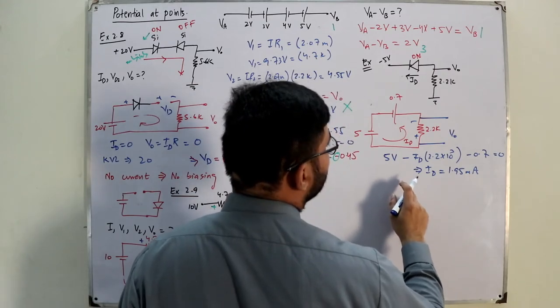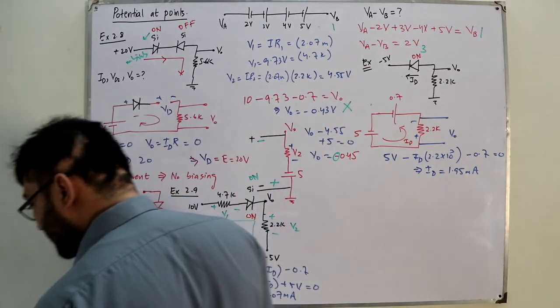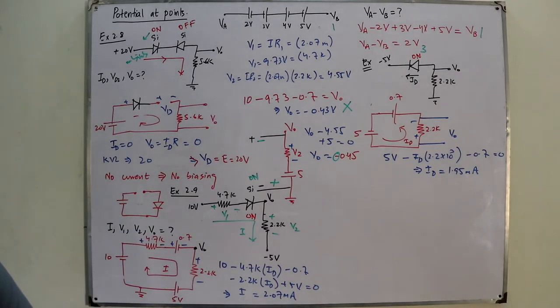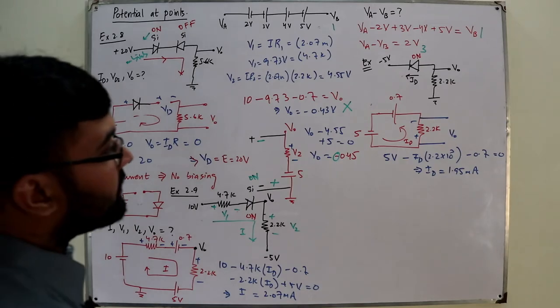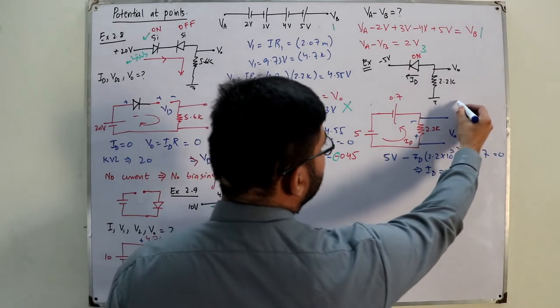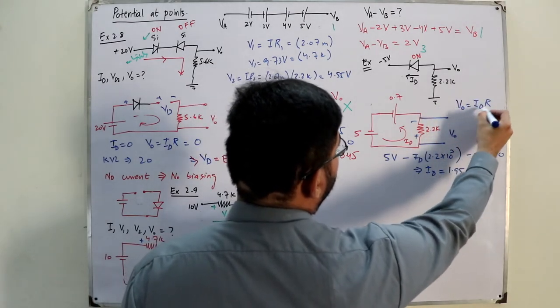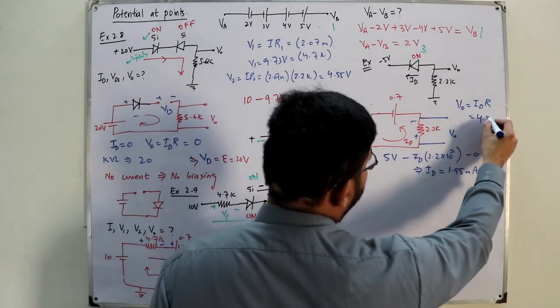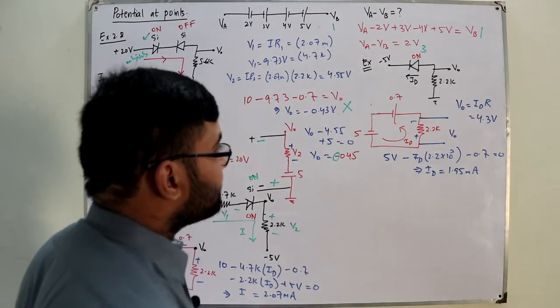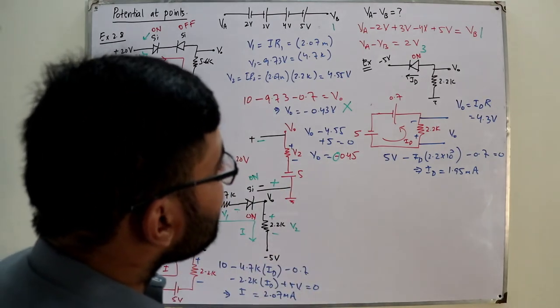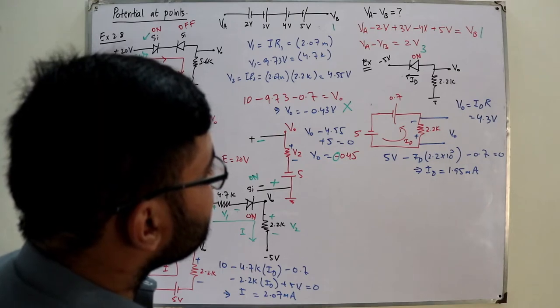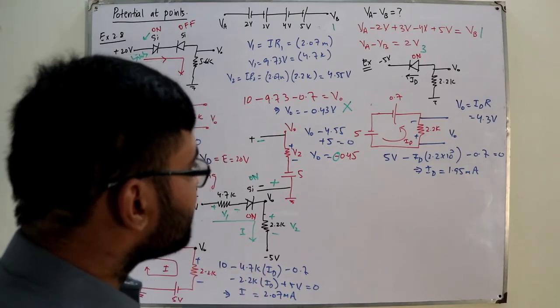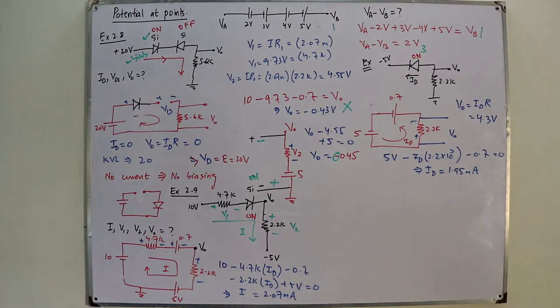Now V naught is simply ID times R. V naught is the voltage across this resistor. So V naught is equal to ID times R, and the value you will have is 4.3 volts, I believe. So please do it yourself. Is it fine? It is. If there are any mistakes, let me know in the comment section.